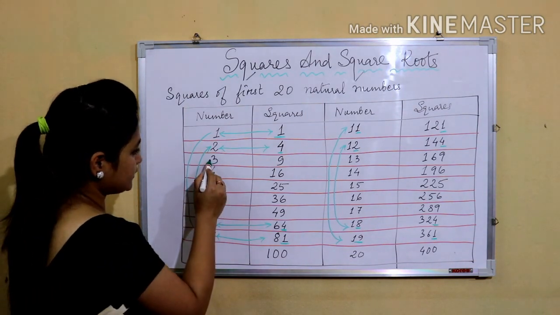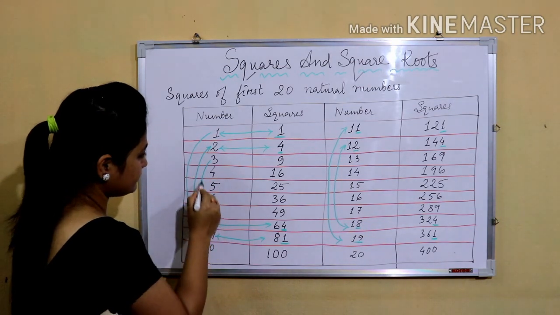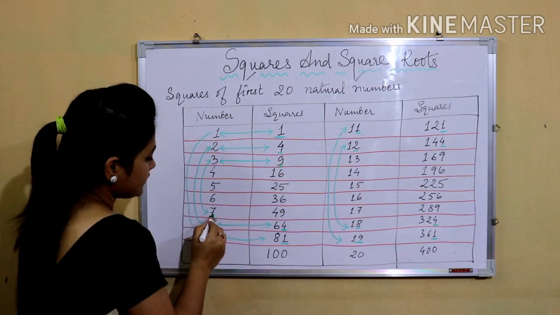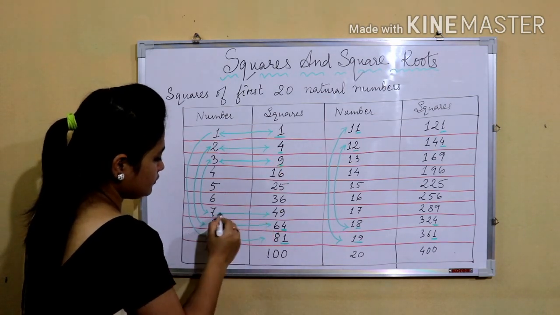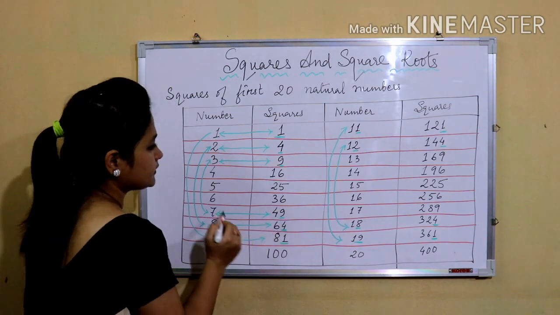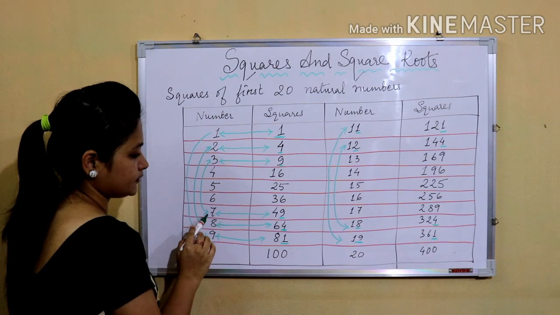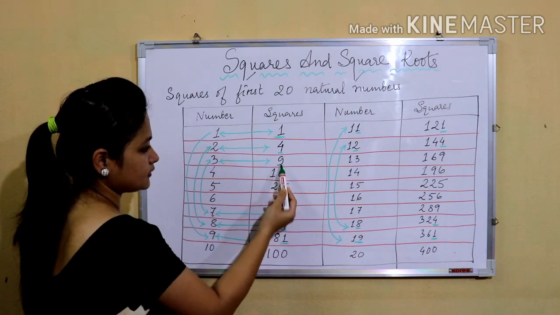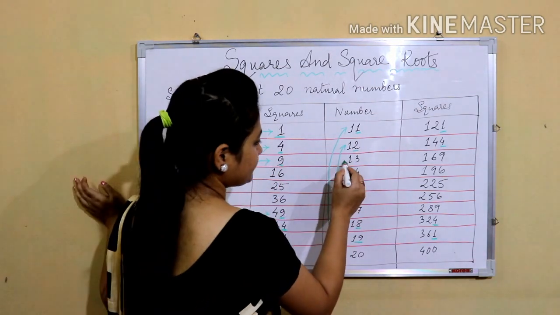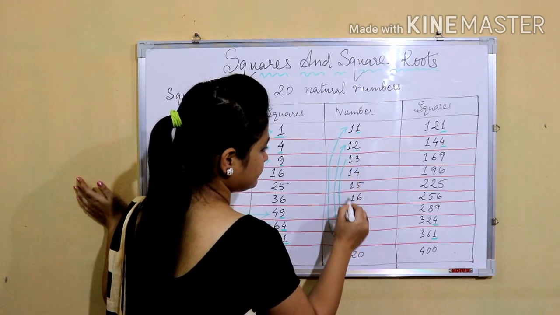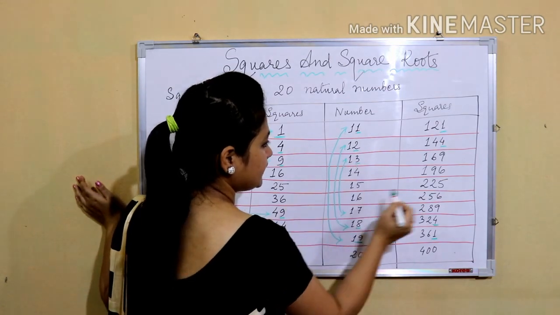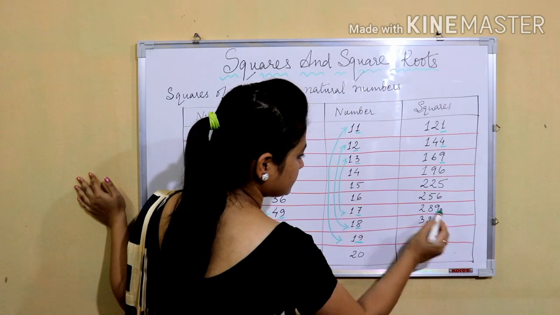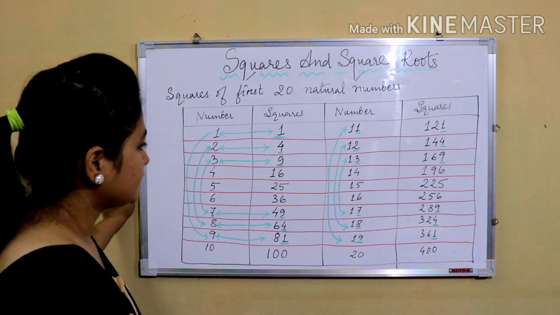Now if you see for 3 and 7, 3 square gives you 9, 7 square gives you 49. These two numbers, if squared individually, end with the unit digit 9. Same way, 13 and 17. 13 square ends with 9. 17 square is 289. So the unit digit in this case is 9.